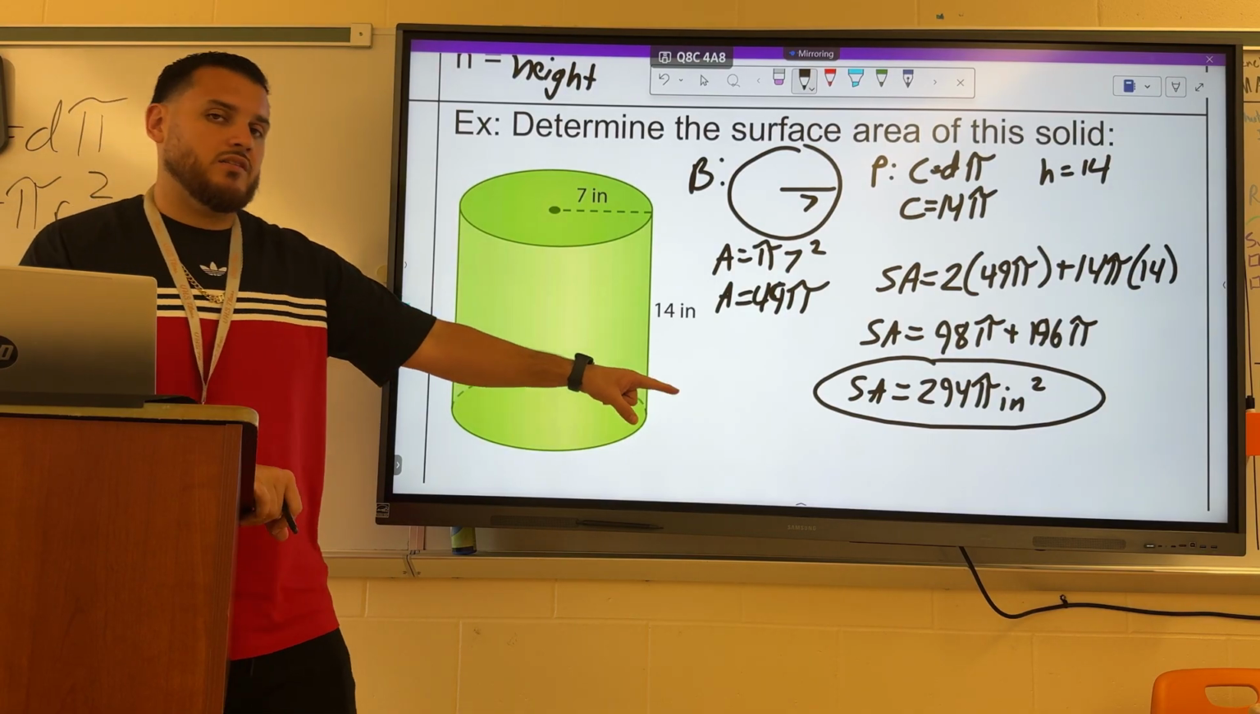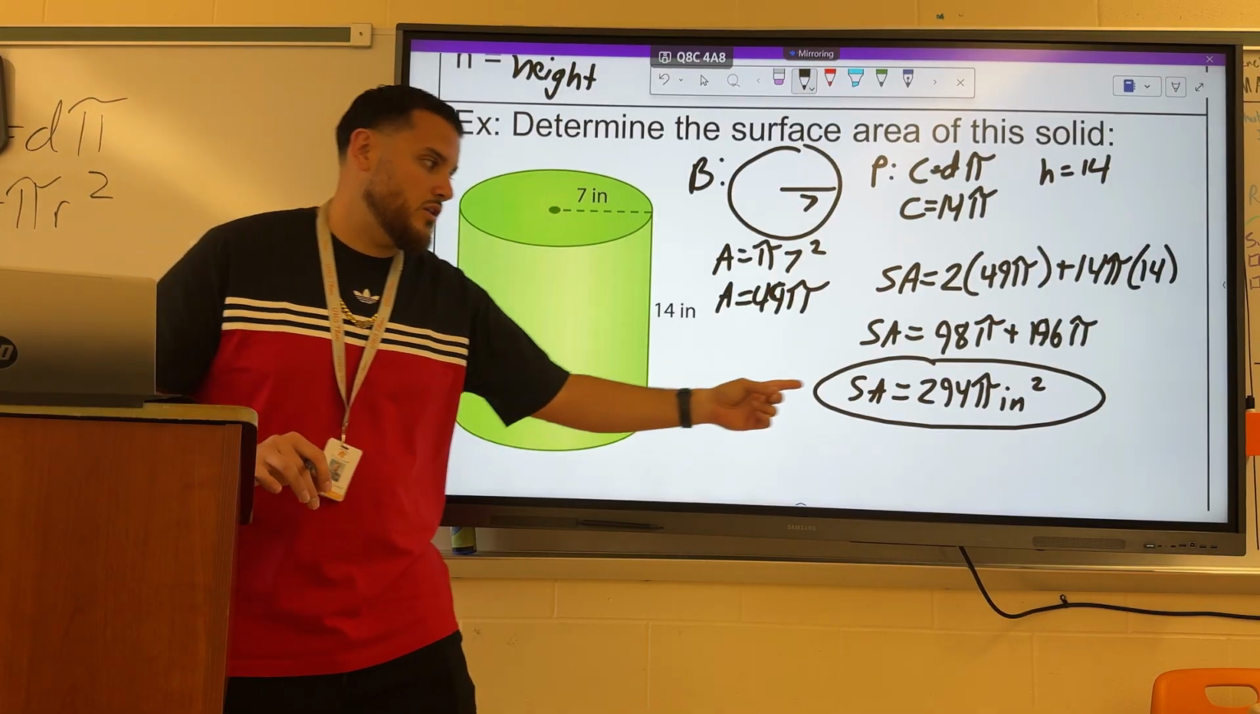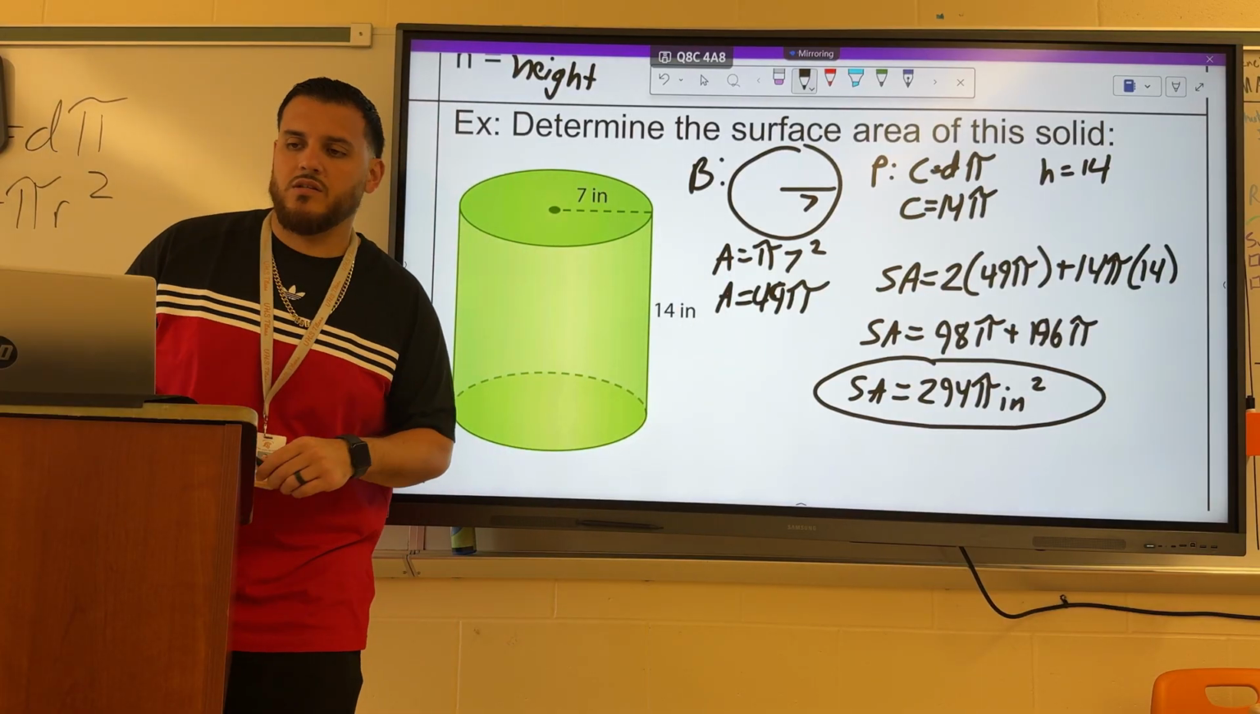Again, I like leaving my answer in terms of pi. If a question asks you to round to anything, you would just do 294 times pi here at the end, and you can have a rounded decimal as your answer.